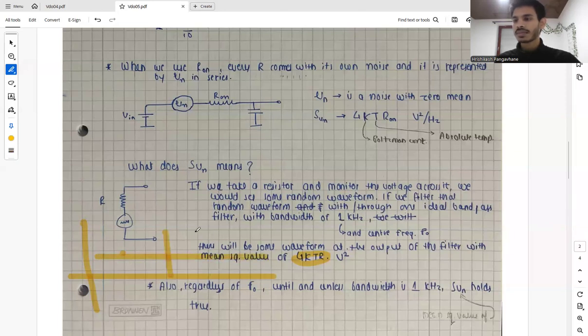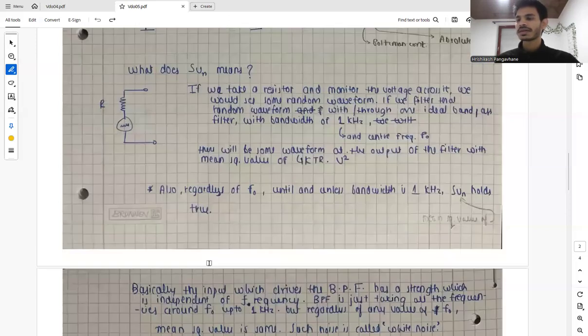So take any bandwidth of 1 kilohertz, regardless of whatever the frequency is. We consider the center frequency over here, and the bandwidth of 1 kilohertz over here. Again, we will get the same spectral density. Consider it over here, same, as long as the bandwidth is 1 kilohertz. It is independent of center frequency f naught. So that's how it works, and that's what the spectral density is.